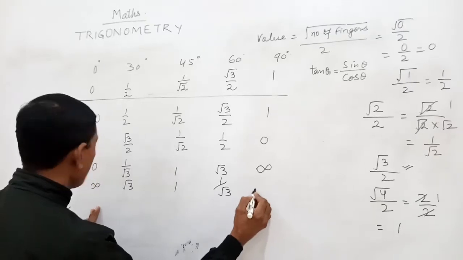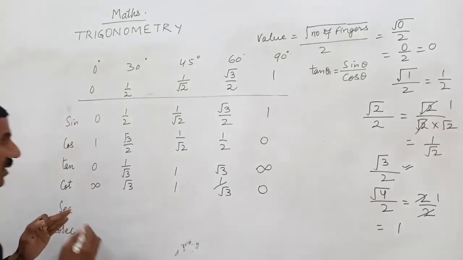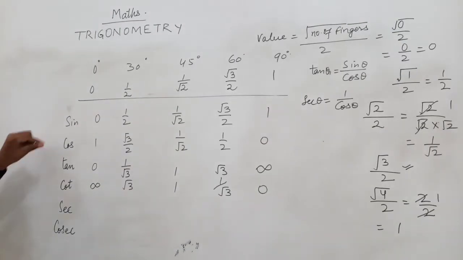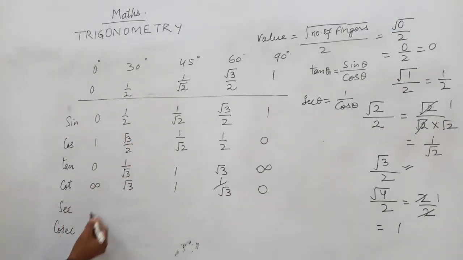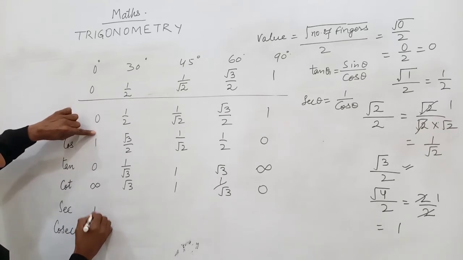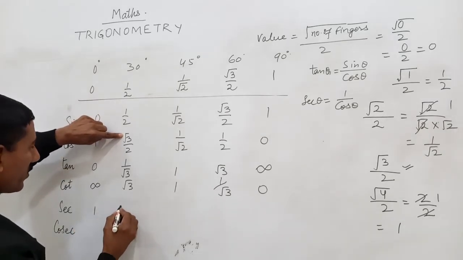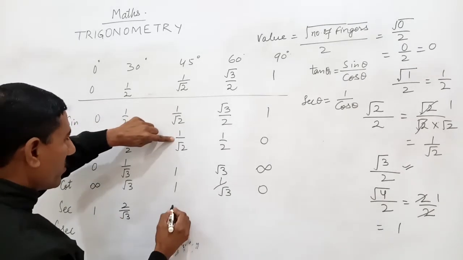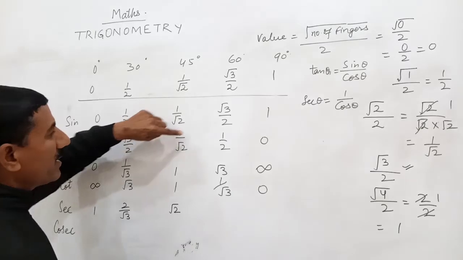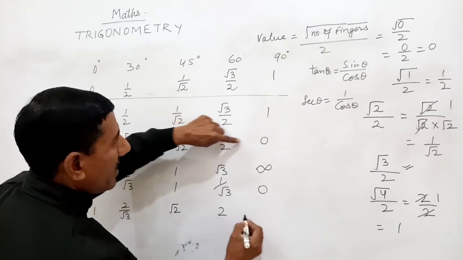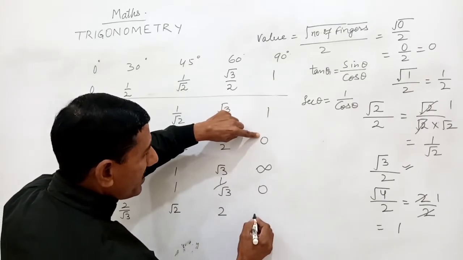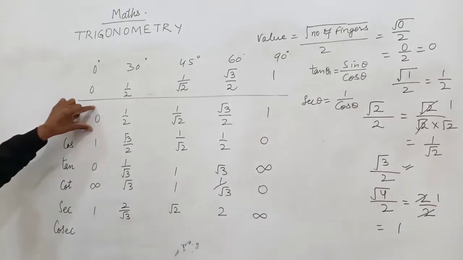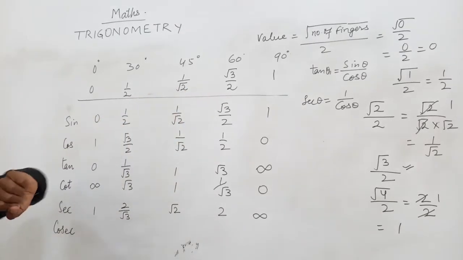Sec theta is the reciprocal of cos theta. So take the values of cos theta, reciprocate them and write them here: 1 upon 1, which is 1. The reciprocal of root 3 upon 2 is equal to 2 upon root 3, and the reciprocal of 1 upon root 2 is equal to root 2 upon 1. Then 2 upon 1, and 1 upon 0, it means infinite.